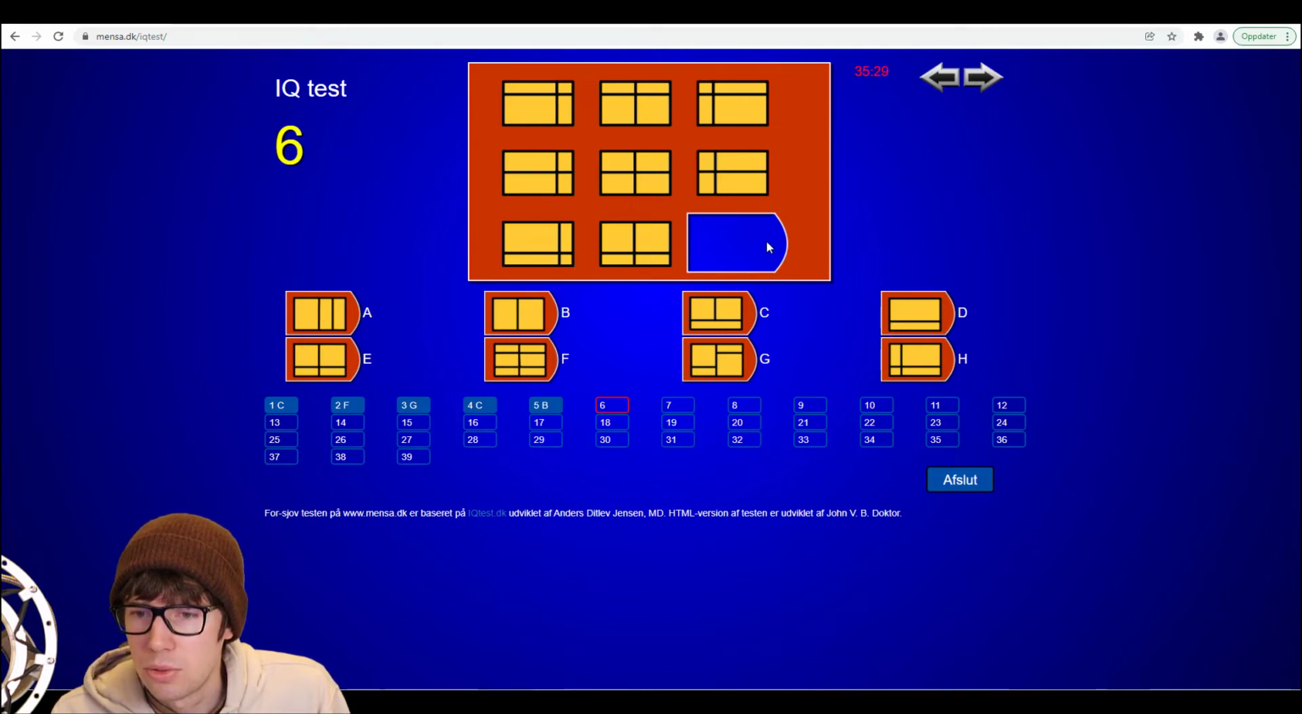So for the bottom right corner here, we will have something with a horizontal line that is on the bottom, and we would have a vertical line that is all the way to the left. So that would be, let's see, where is it? That would be H.